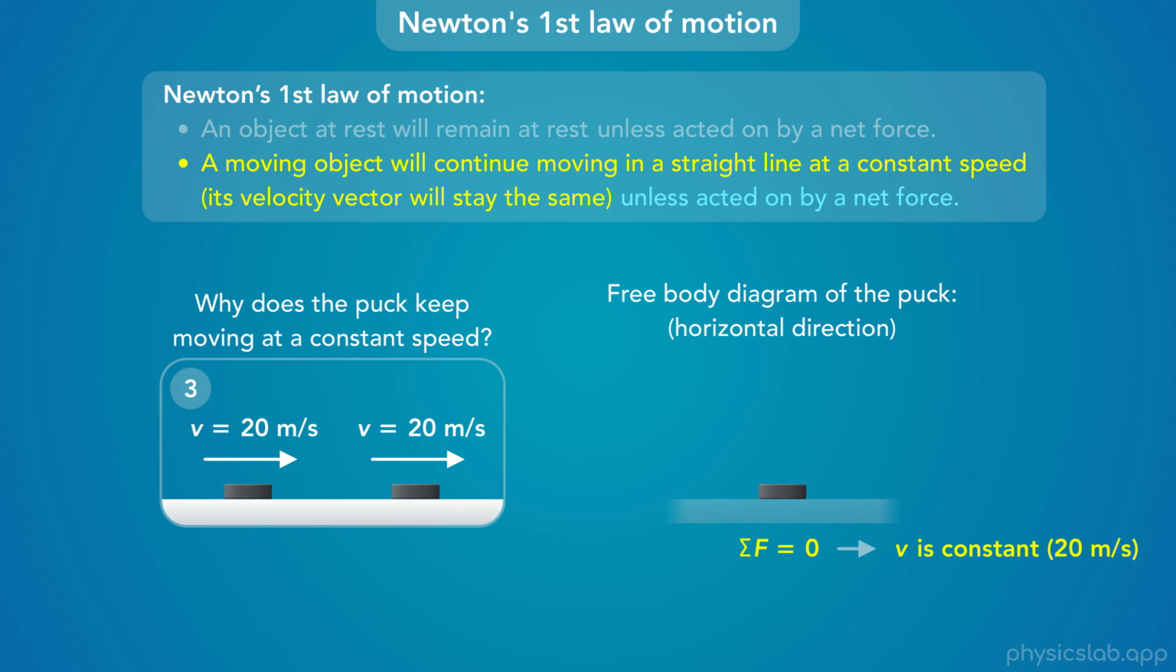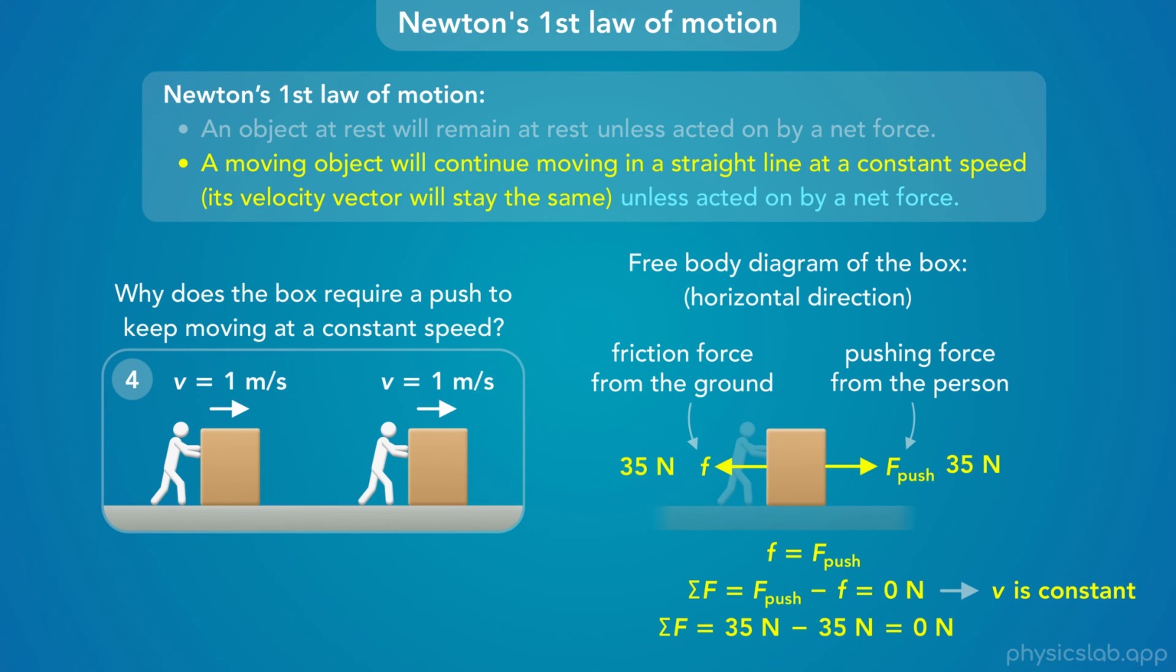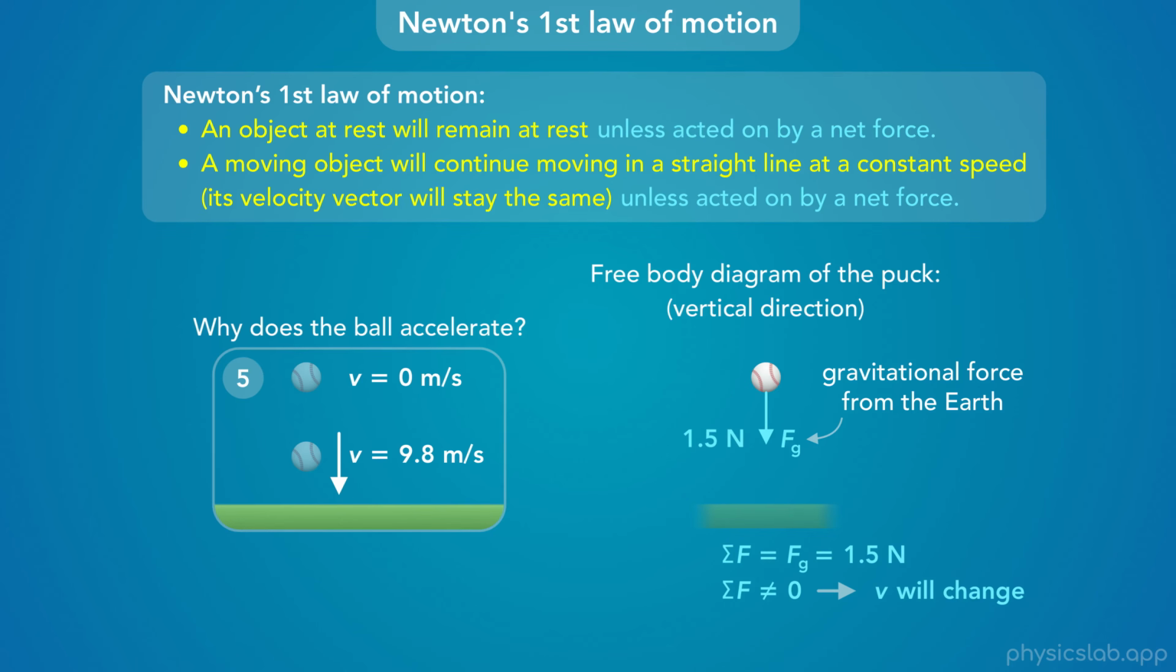If an object is moving at a constant velocity, Newton's first law tells us that the net force must be zero. Otherwise, the object would accelerate. That's what happens in projectile motion. If we ignore air resistance, the only force acting on the object is a downwards gravitational force, and that net force causes the object to accelerate downwards.